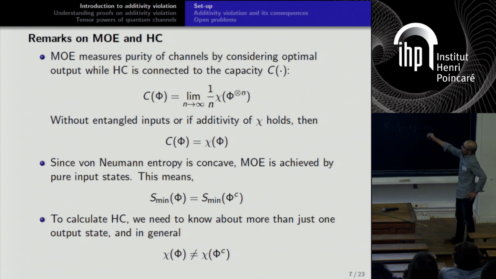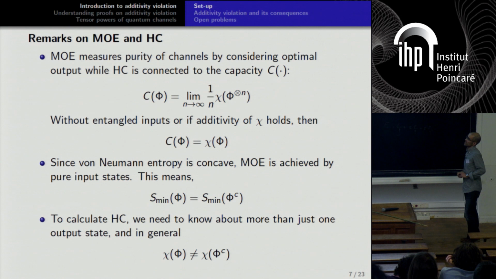And as I mentioned, if we have phi and phi complement, this is sometimes important, and also in general, this is not true. So this is true for minimum output entropy, but this equality is not true for Holevo capacity.